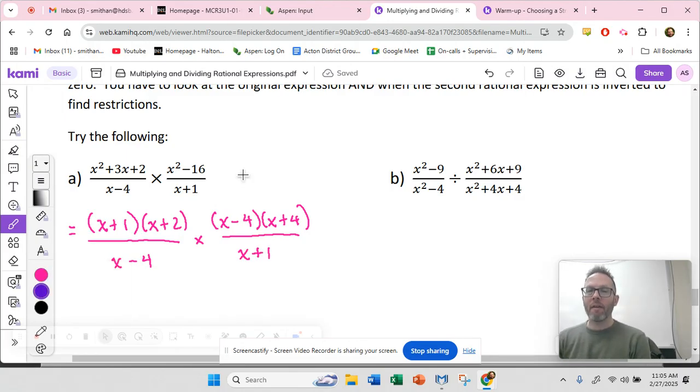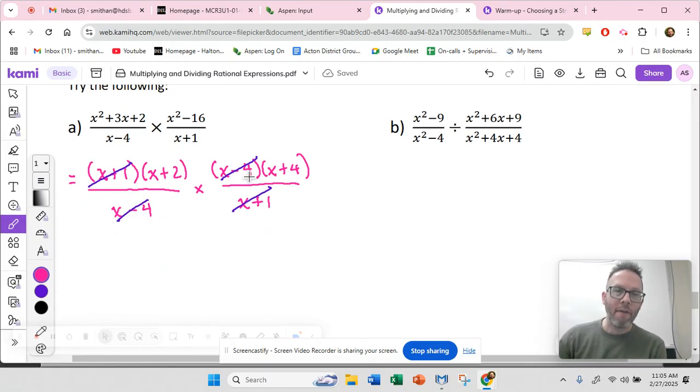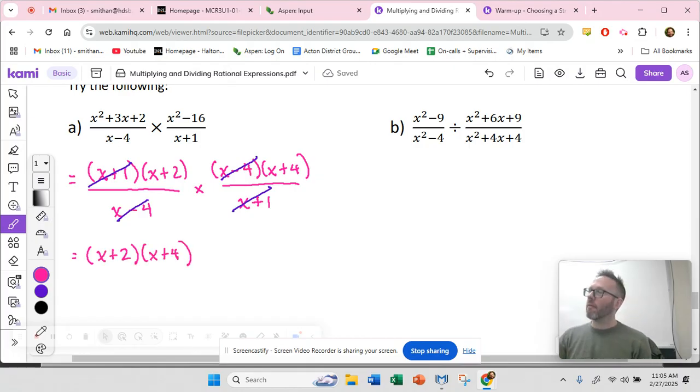Next, look for things to cancel, x plus 1 and x plus 1. We have x minus 4 and x minus 4. And so this one simplifies down quite a bit. You're left with x plus 2 times x plus 4. If you expanded that, that's not wrong. At this point in the course, it's actually beneficial for us to leave it factored.